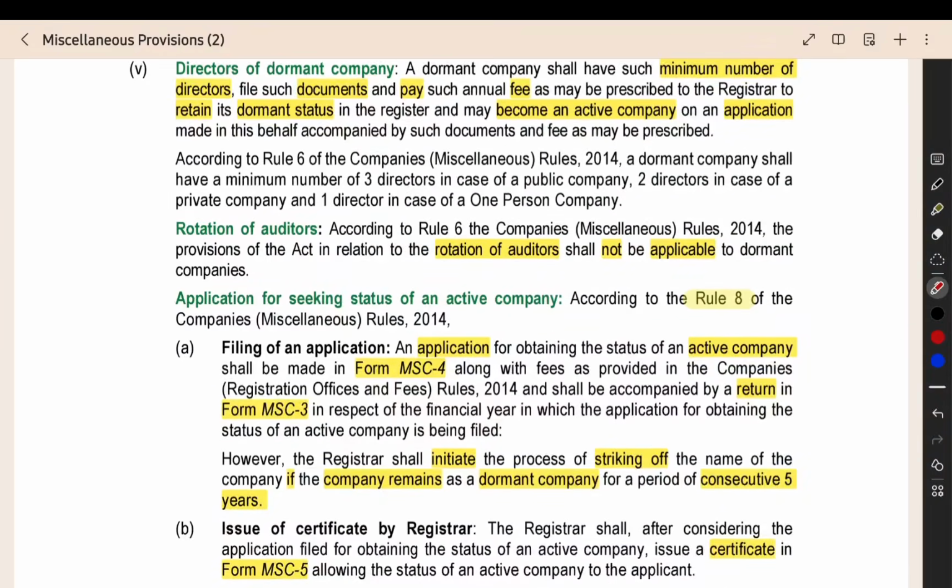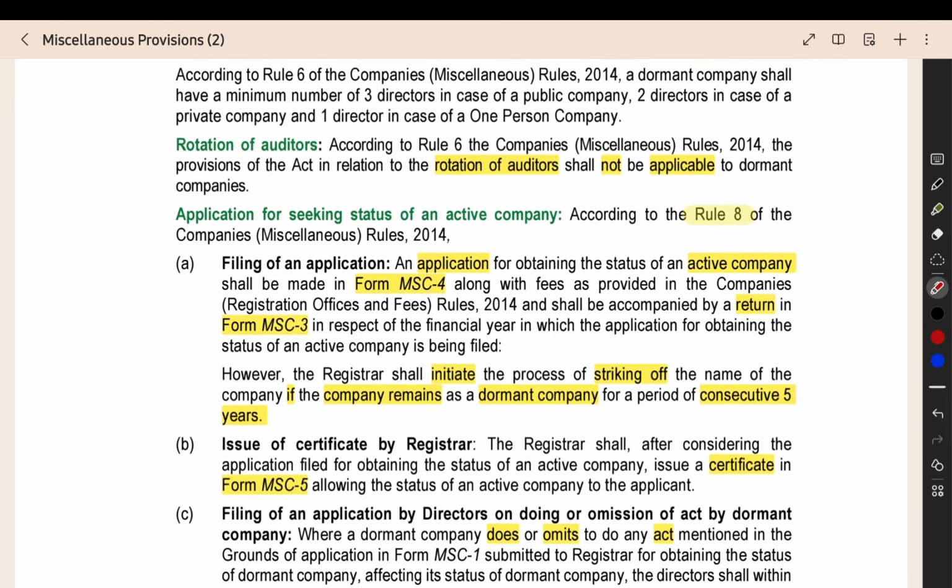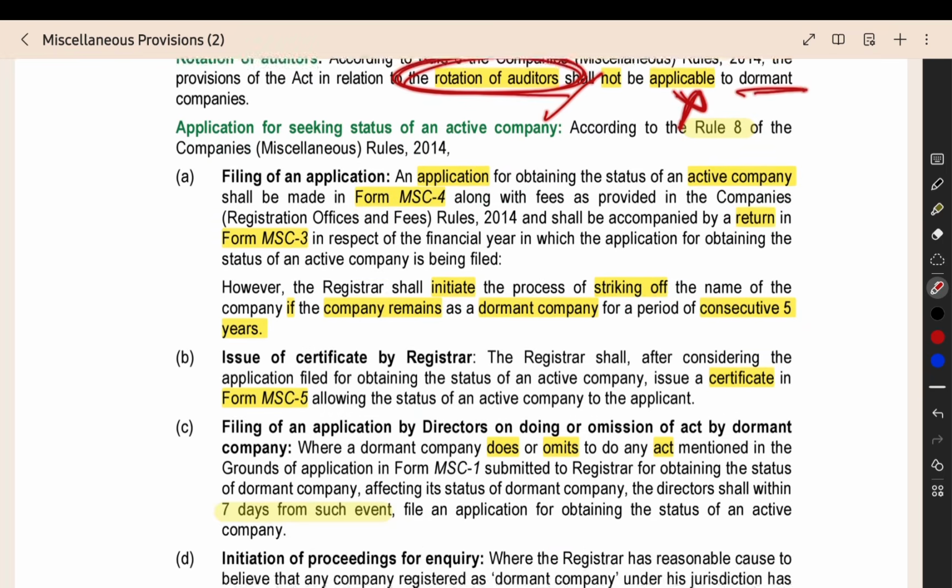Then in a dormant company, the minimum number of directors requirement will be the same only. Minimum 3 directors in a public company, 2 directors in a private company, 1 director in a one-person company should be there in the dormant company also. There is no problem. And rotation of auditors will not be applicable. That provision will not be applicable to a dormant company.